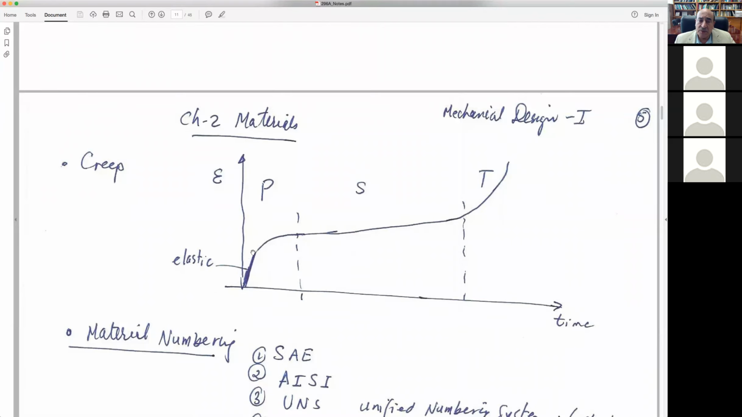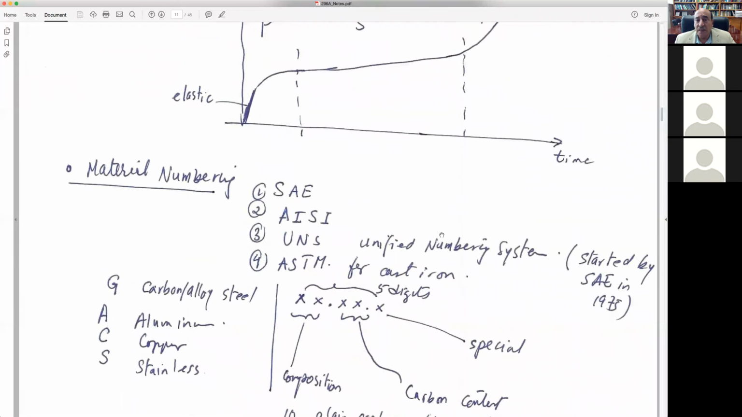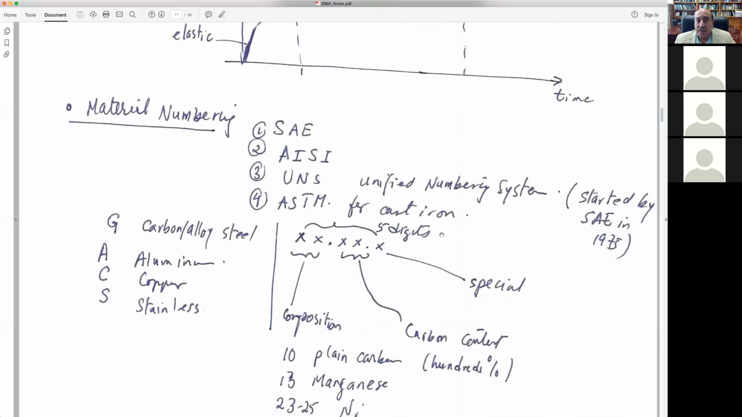One is a primary, which is a very sharp increase in the strain, and then a secondary regime in which the slope of the line is constant. So the slope is called the steady state creep rate. So this is a constant creep rate. And then you have a tertiary regime in which the material starts to accelerate in deformation because you have a lot of voids inside the material and they interlink, and it falls apart. So these are all qualitative properties of the materials.